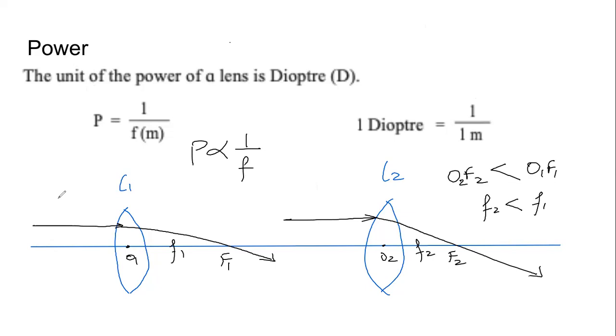वही तो अभी हमने देखा. And we have defined power in such a way that we say power equals 1 by F, where F is measured in meter. The power of the lens is said to be 1 diopter, the symbol for diopter is D, if the focal length of the lens is 1 meter. So power is 1D if the focal length is 1 meter.